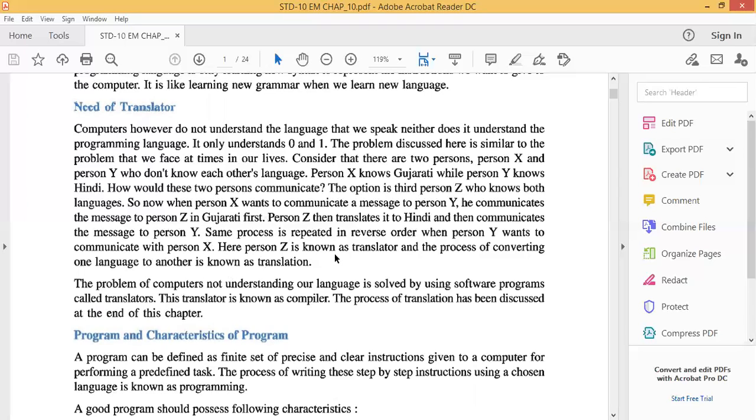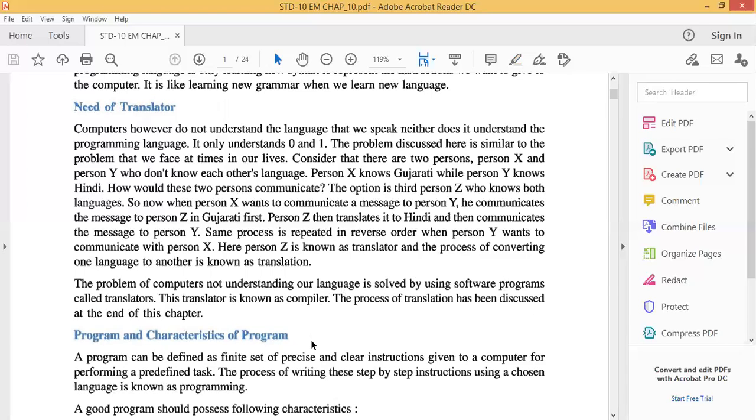Here person Z is known as the translator, and the process of converting one language into another language is known as translation. The problem of the computer not understanding our language is solved by using software programs called translators. This translator is known as a compiler. The process of translation is discussed at the end of this chapter.